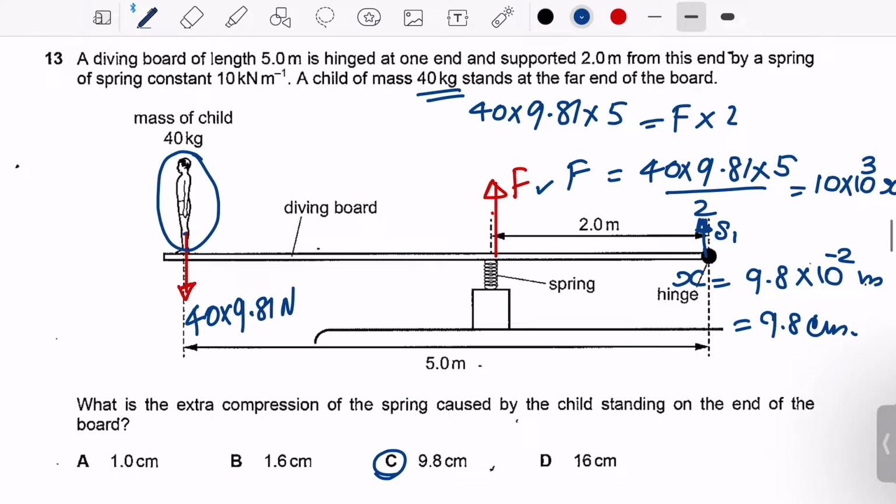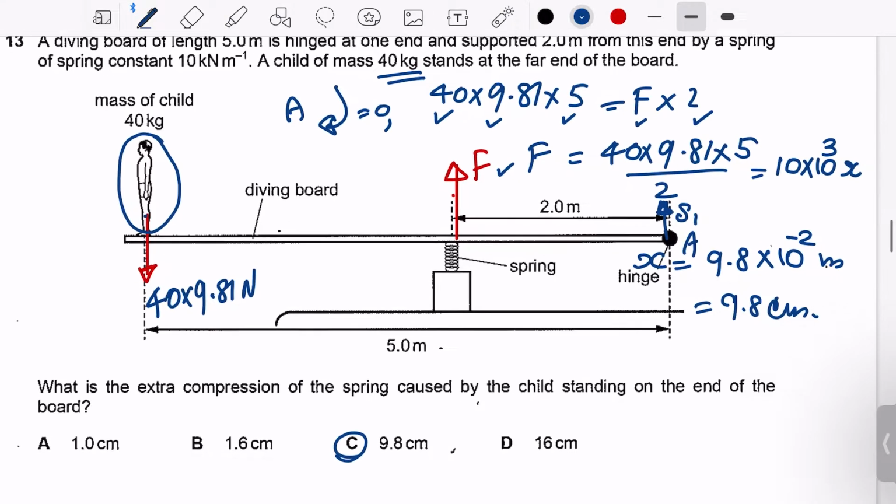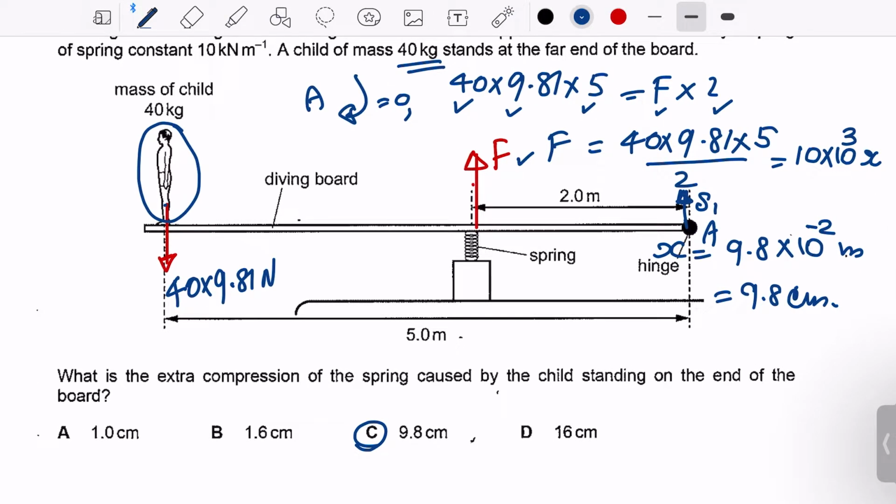Now I am going to take moments around this point, let's say point A. By taking moments around point A, the resultant moment should be 0. Force times distance: 5 meters. The force from the spring is upwards, times distance 2. From there you can find the force on the spring, which equals mg times 5 divided by 2.